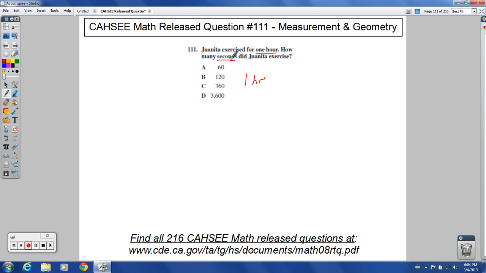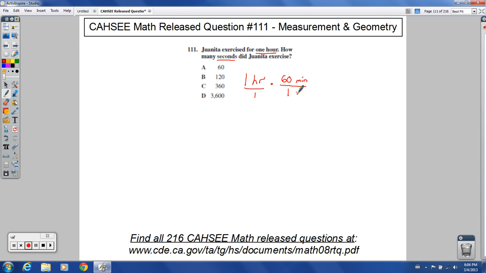We need to change our units. We need to get the units to be seconds instead of hours. So I want to show you how that's done just in general. If you want to make this a fraction, anything you can make a fraction by putting it over 1. I know that there are 60 minutes in 1 hour.